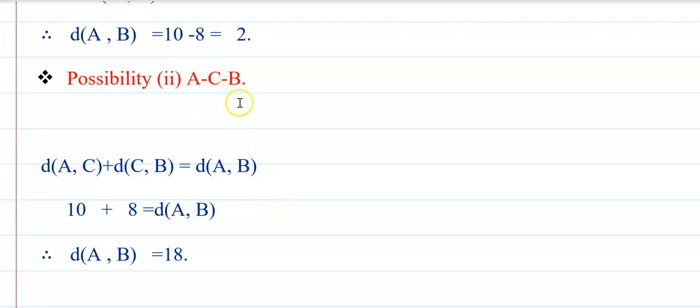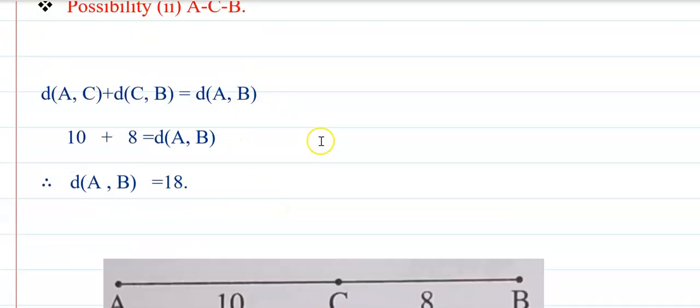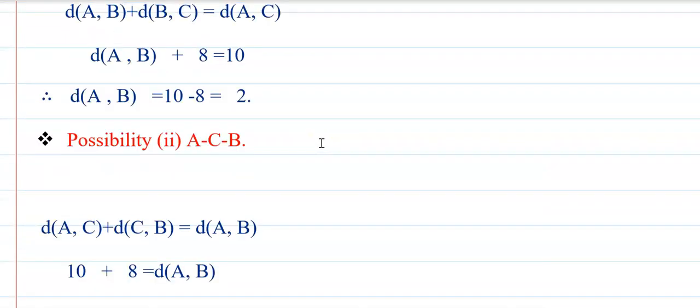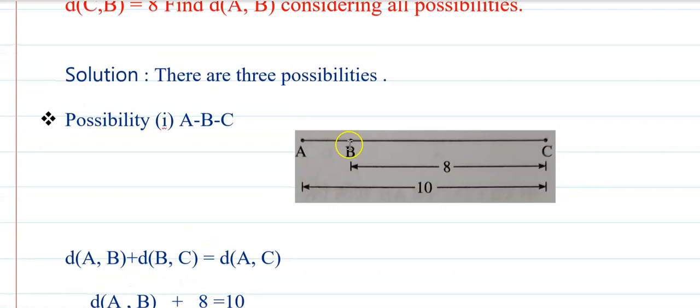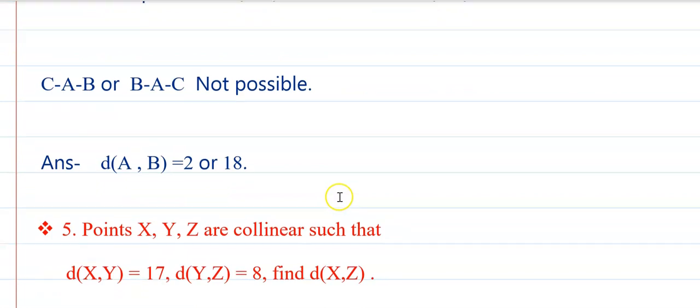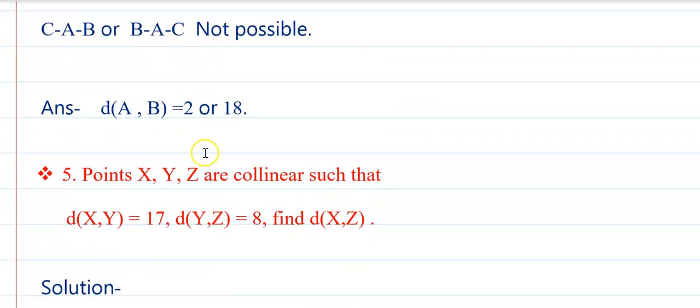Point C is in between B and A. This is the first one. And point A is in between A and C. These are two possibilities. The third is not possible, that A is in between B and C. It is not possible. Now next, therefore the distance AB is equal to 2 or 18.